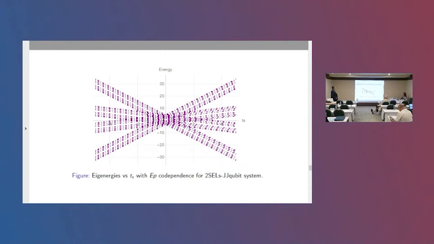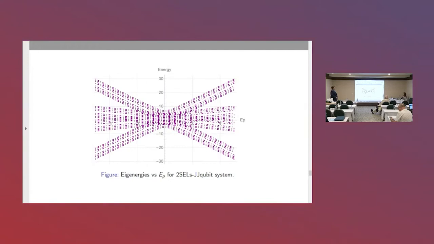Well, you can also, by proper application of voltage applied to the single electron qubits, get tunability of its energies in the way as it is given by that picture.